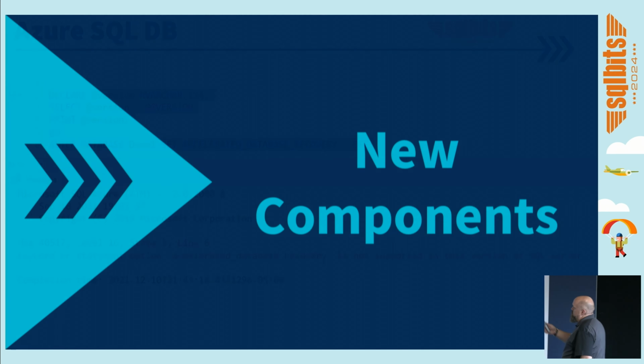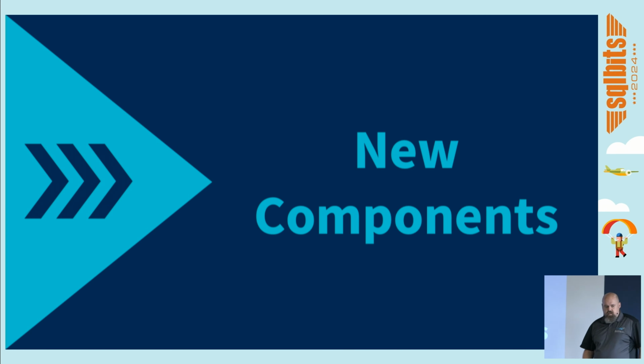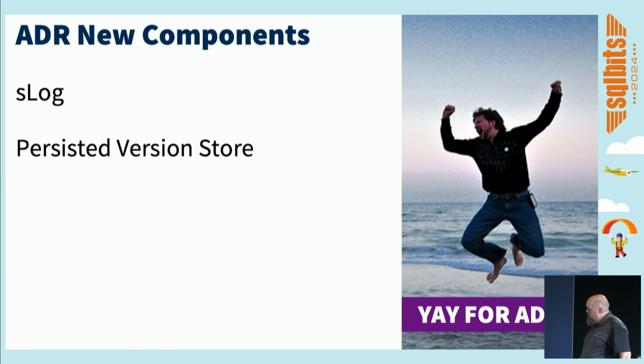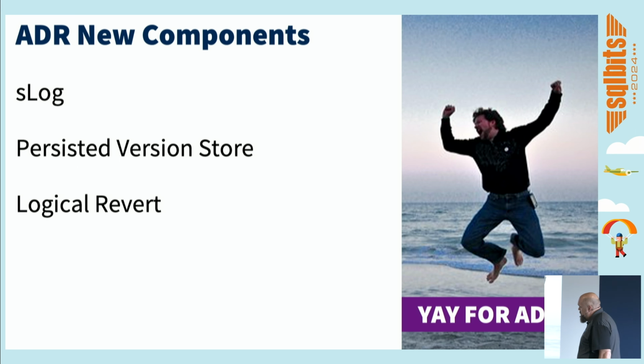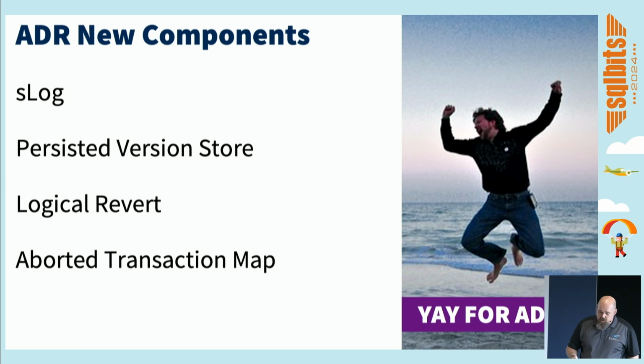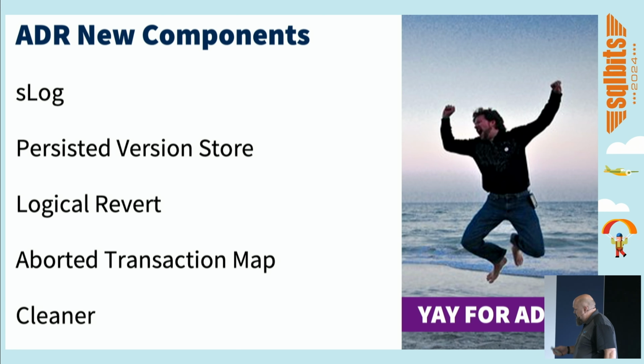So let's talk about some of the new components, right? I think this is all really cool stuff. One of the new components we have is what's called an S-log. So that's a new log mechanism that they introduced. We have a new thing called the persisted version store, and we're going to talk about that. We're going to talk about a thing called logical revert, and that's kind of where all the magic happens. We're going to talk briefly about the aborted transaction map and what it's used for, and then we're going to talk about the cleaner and what it's there for and how we can use it.